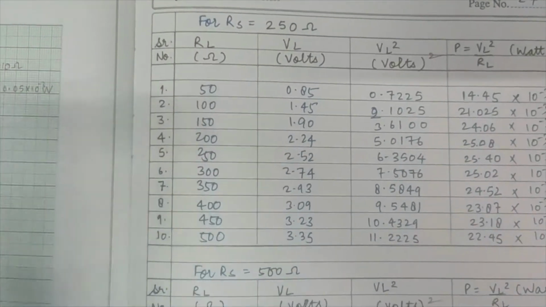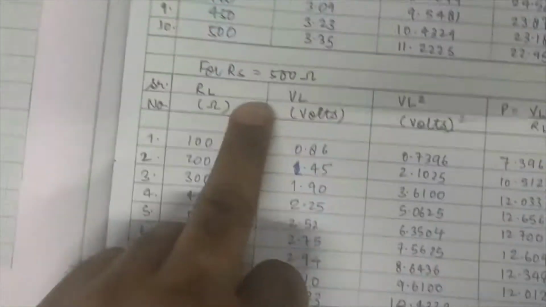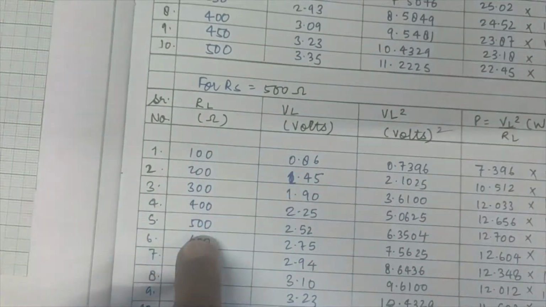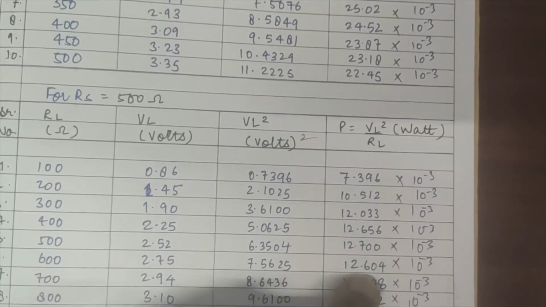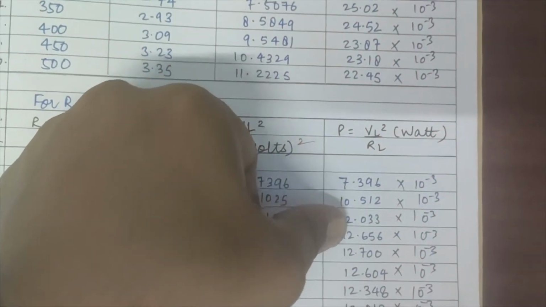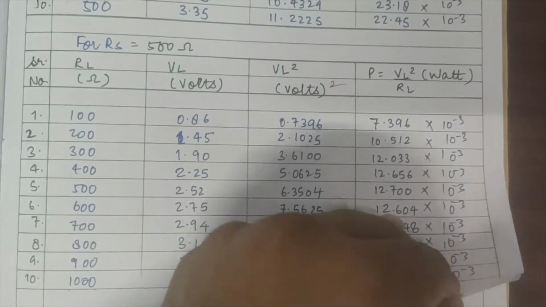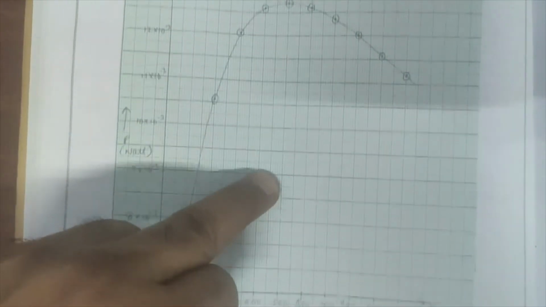Similarly, you can do this for other values of RS. You can do it for RS of 500 and vary the RL value. When RL is equal to RS, you can see the power transfer is maximum, 12.7, and before that it increases up to the maximum. If you plot it, you can see the maximum value is here when the value is 500.